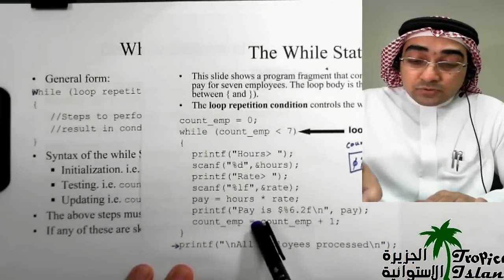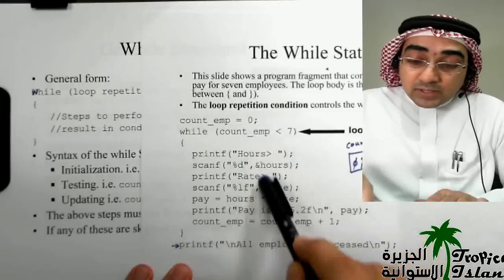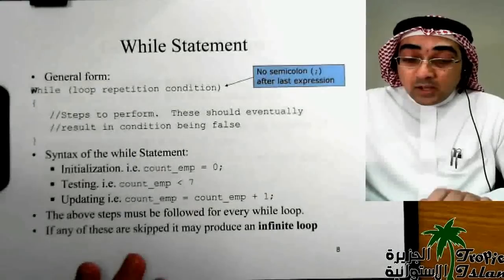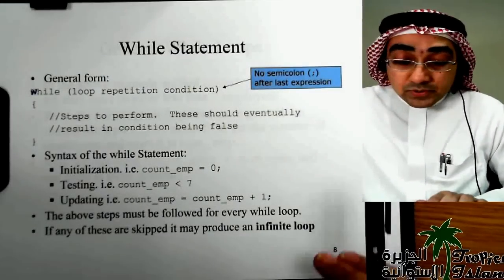If that is true, you come back in. You do the update, you check the condition again. If that is true, you come back in. You do the update, you check the condition again. If that's not true, you get out. So you keep on doing this, and this is how loops in computers work.